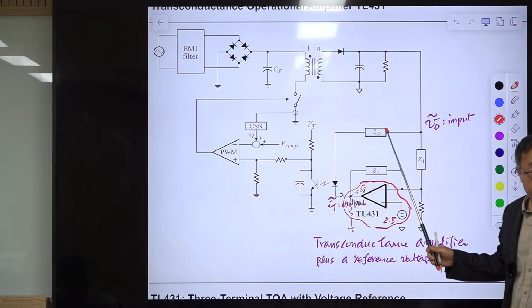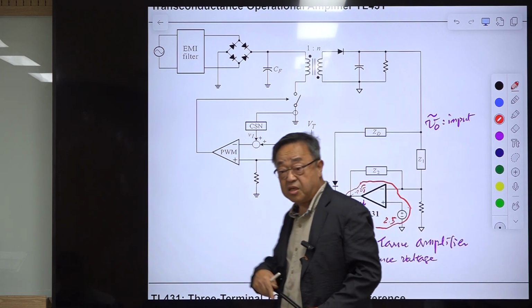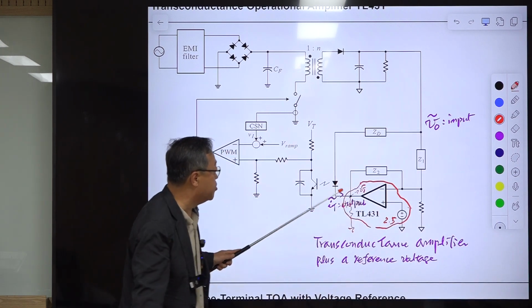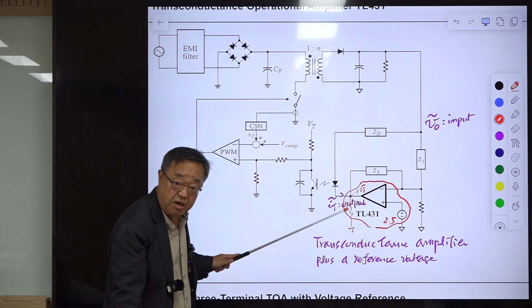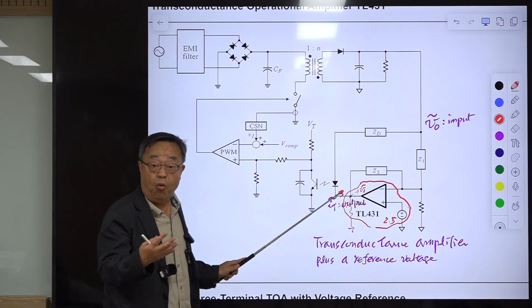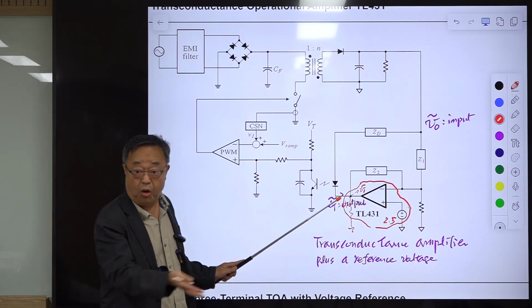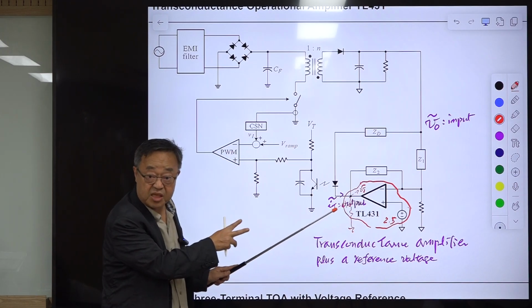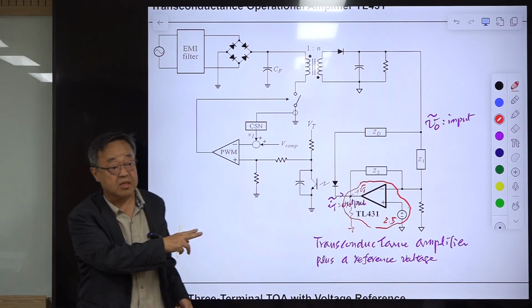So input is voltage and output is current. Of course, there is an output voltage here if you connect this, but it's not the output. It only appears at the output port of this device, but it's not the output signal. Okay, you understand this, right?